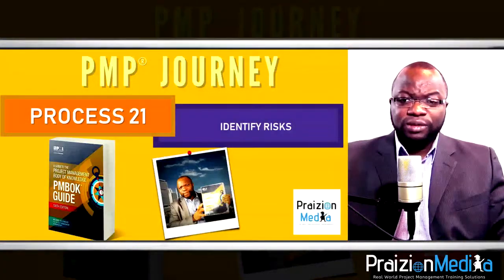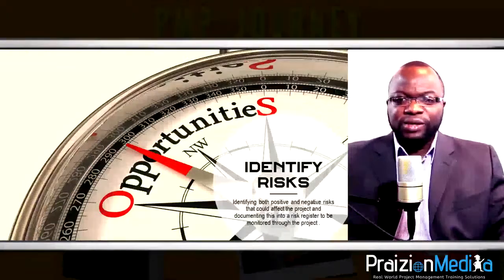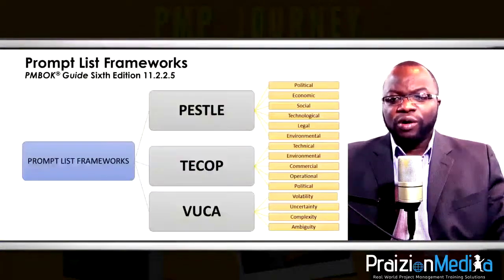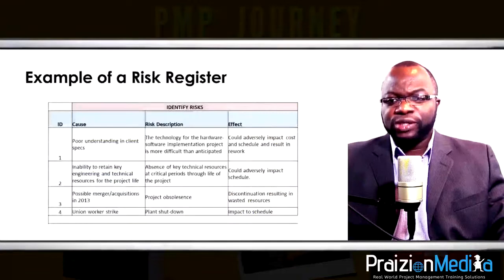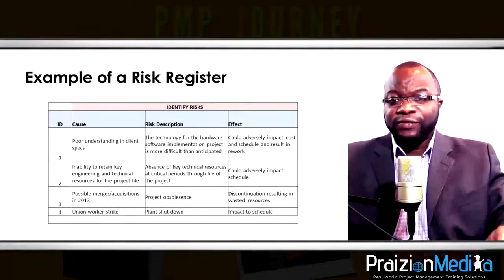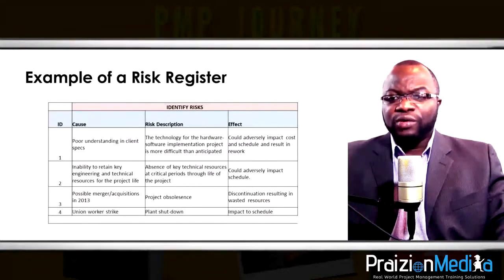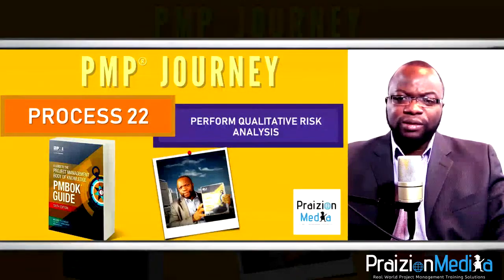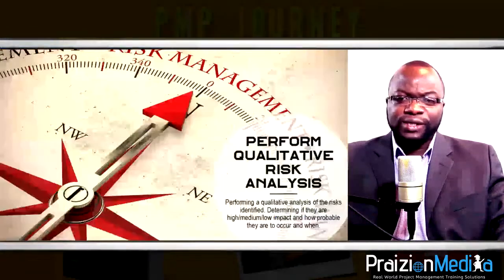next process. In identify risks, you want to identify those negative risks or threats, and you also want to identify positive risks or opportunities that may be available. You identify these risks, and then you go into the next process where you qualitatively analyze risks. Process 22, perform qualitative risk analysis.